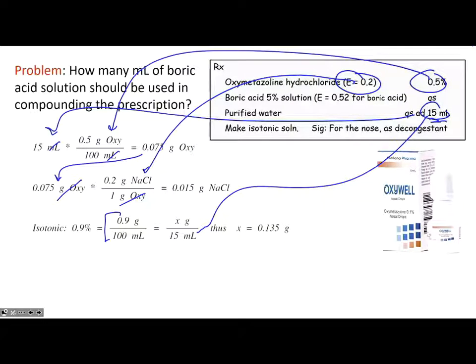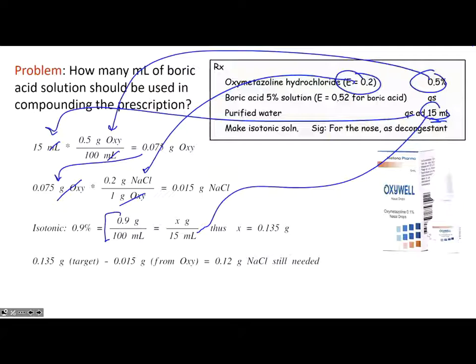15 mils. So set it over 15 mils. You solve for that, and that tells you your target. That says for 15 milliliters, the amount of sodium chloride you would need to make it isotonic is 0.135. Okay? So that's our target.